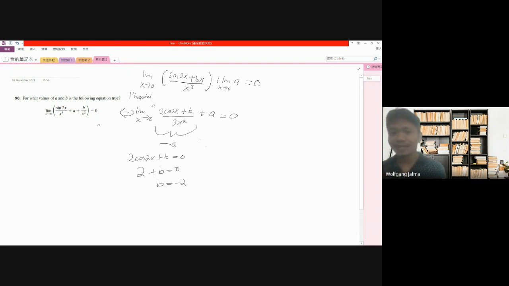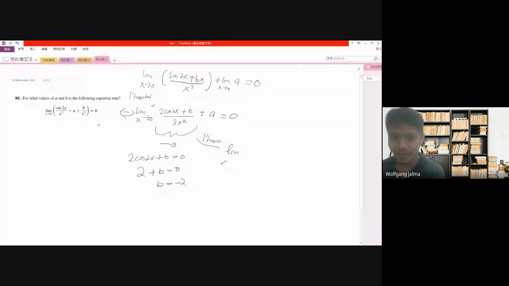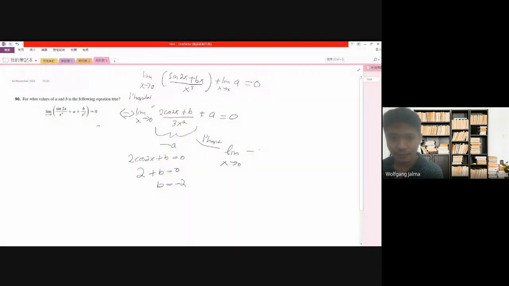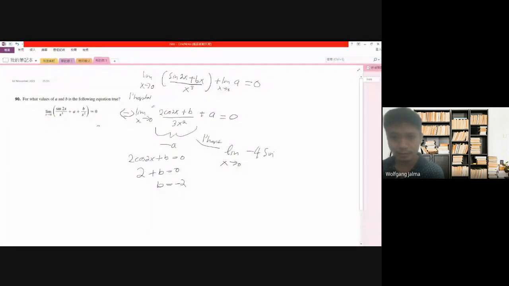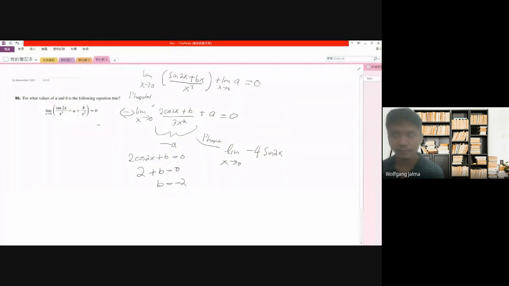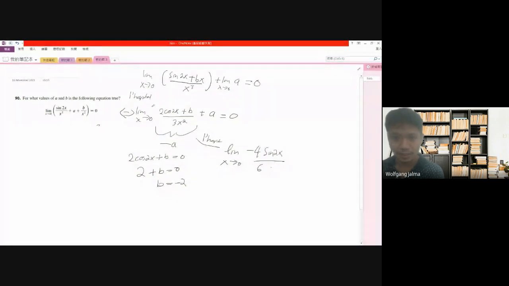Okay, how to find a, I guess, is we need to do L'Hopital again. So we do L'Hopital once again. So what we have is limit x to 0, and now it becomes minus 4 cos 2x is sine 2x, right? I think so far so good. Over 6x. It's still 0 over 0, right?